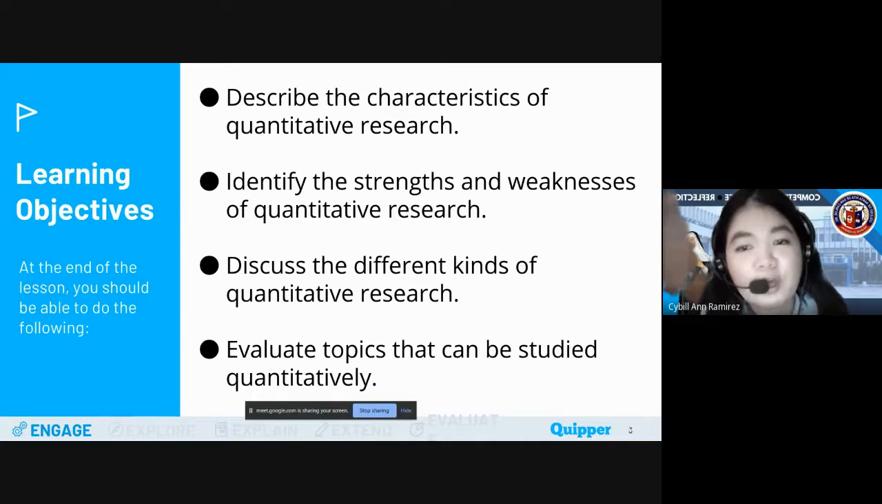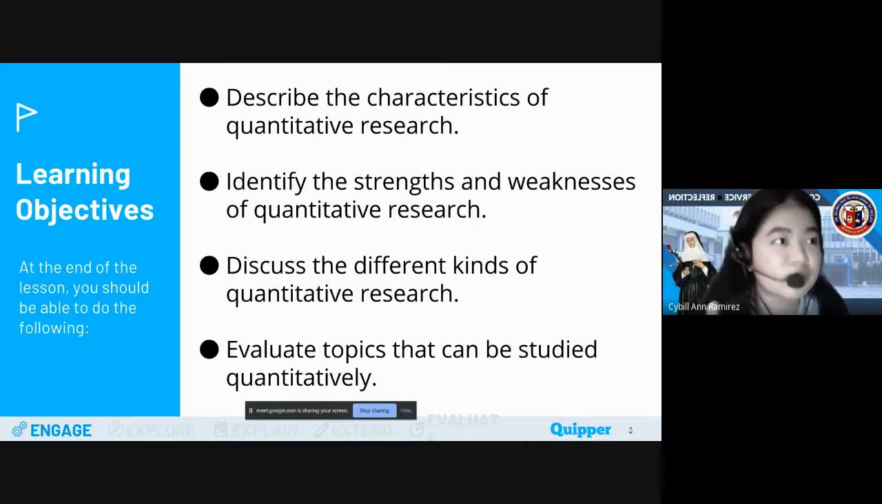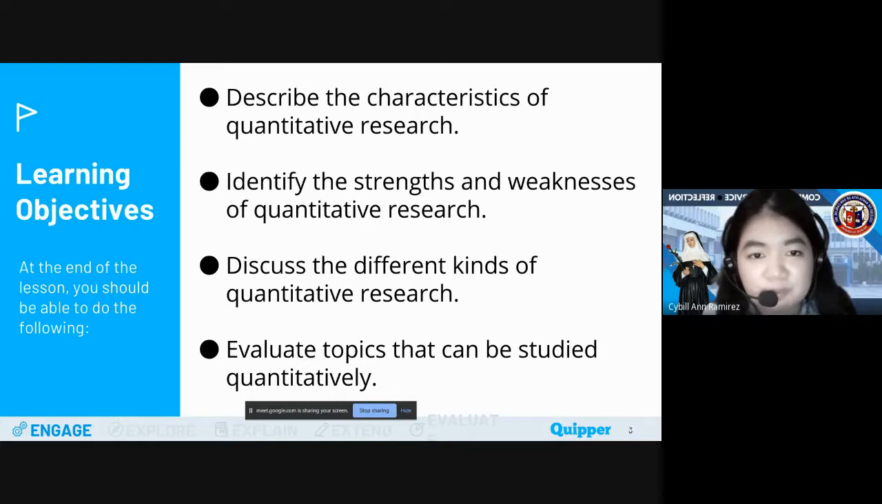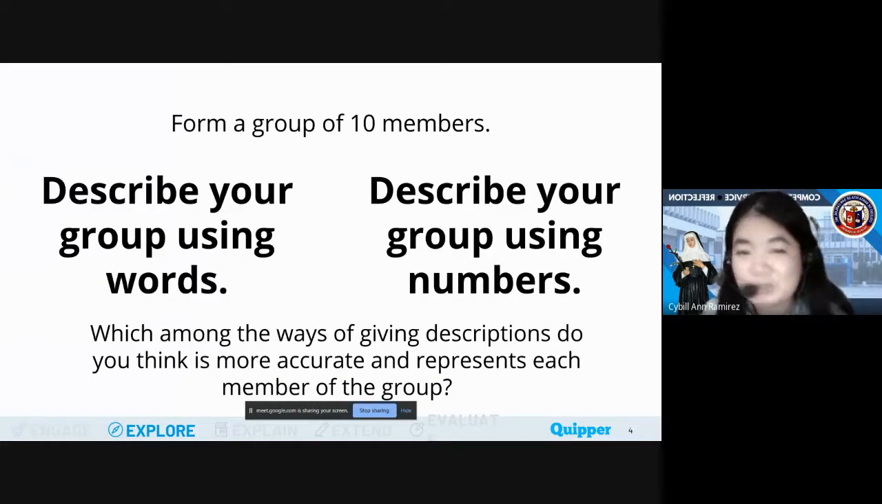It's more on numerical, compared to qualitative nga more on narrative rang. You're just going to interview, unsay lang isulti verbatim, you're going to write it. So, maoon na siya. Tasaski ko gisulti?